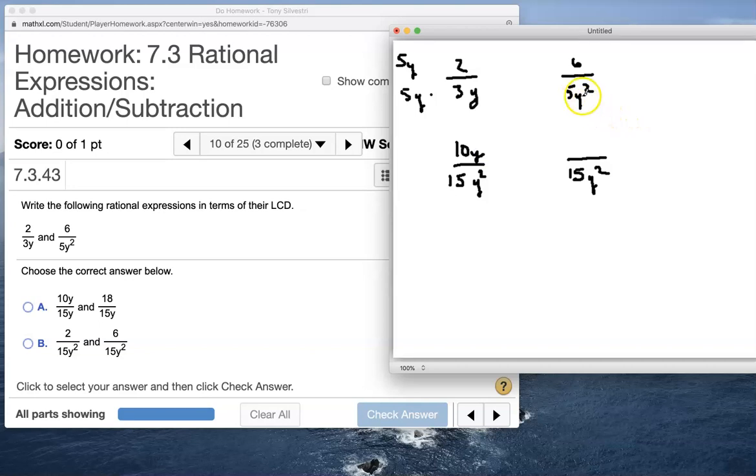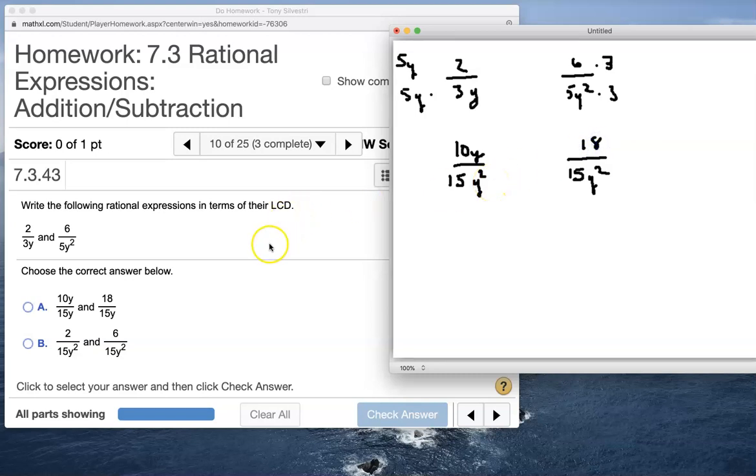Okay. This fraction has to look like this fraction's denominator. So we're already good with the y squares. Y squared is good, but that 5 has to become 15. That means I've got to multiply the bottom by 3. I've got to multiply the top by 3. That's 18. And that's all they want us to do.